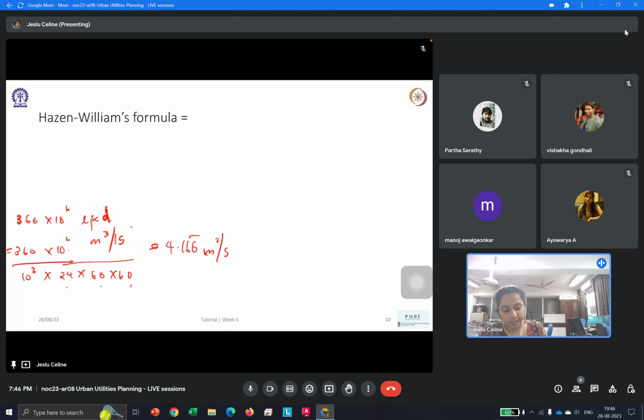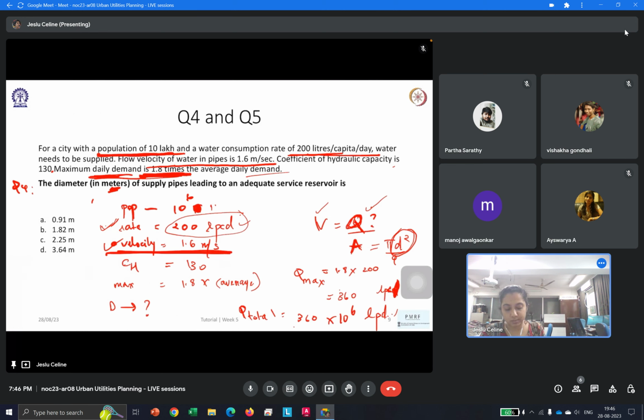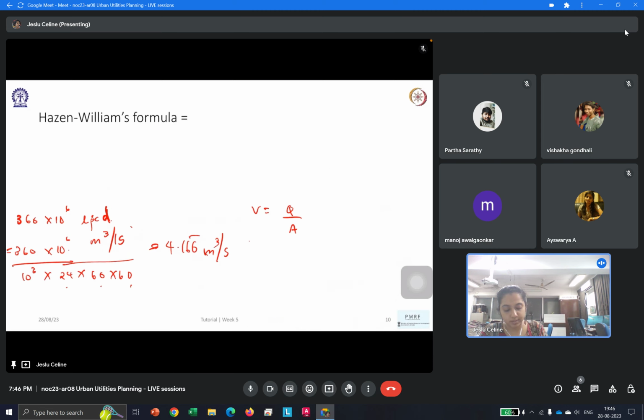Now let's put it back in our formula. V is equal to Q by A. What is V? Let's just go back to the question. We already wrote velocity is 1.6 meter per second. So 1.6 is equal to Q, which in this case would be 4.166, divided by area, pi by 4 d square. Now we can easily find D. So let's find D.